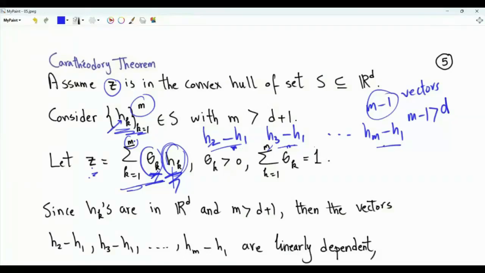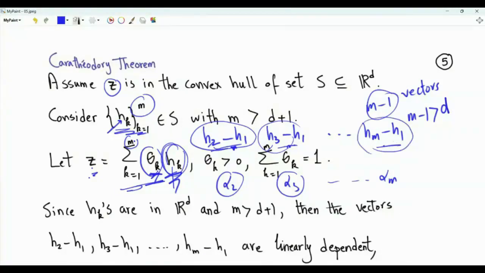Those vectors are d-dimensional. We have m minus 1 of them, and m minus 1 is strictly greater than d. This implies that those vectors must be linearly dependent. And if they are linearly dependent, then there is a set of coefficients, alpha 2, alpha 3, all the way to alpha m, not all of them equal to 0, such that the linear combination alpha 2 times h2 minus h1 plus alpha 3 times h3 minus h1 all the way to alpha m times hm minus h1 is equal to the all 0 vector.